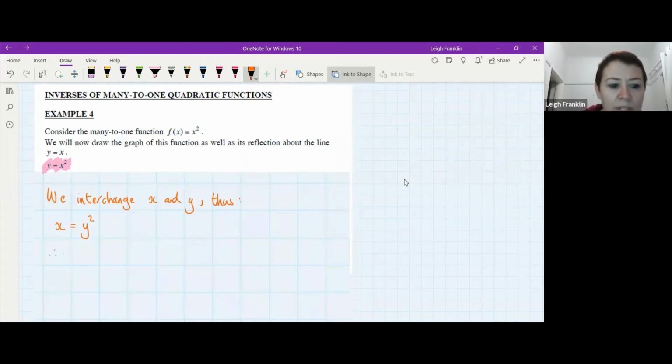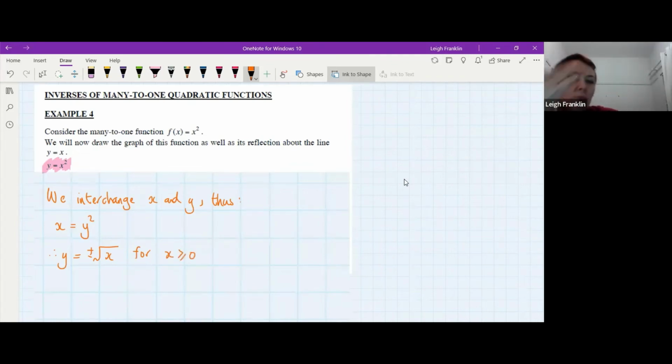Now, what happens when we take the square root of a perfect square? Well, we always end up with plus minus. Okay, so we're going to end up with plus minus root x. And what we would be looking at in this particular situation is that we would be considering those values of x that have to be positive. Why do we have to do that? Why can we only consider x is greater than or equal to 0? Why would this come into play here?